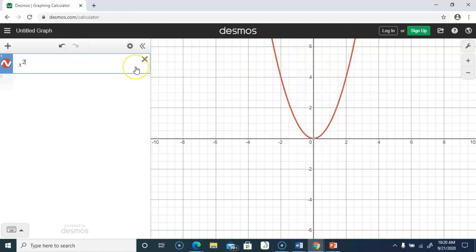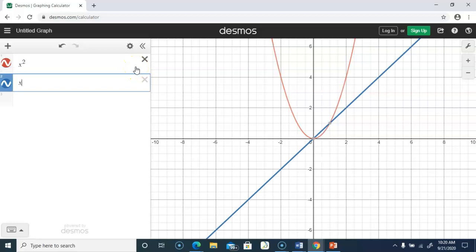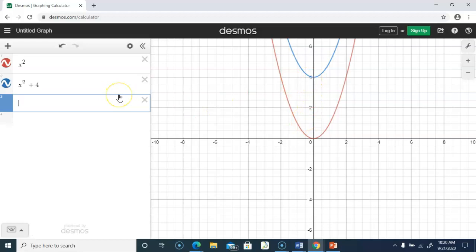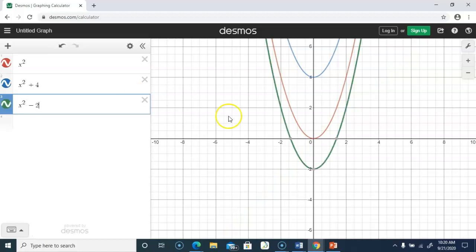So I want to graph a couple vertical translations. So if I go up, if I do +4, then you can see here it took this red graph and actually just slid the whole graph up by 4. If I look at another one, if I do x squared and I do -2, then it's going to again take this parent graph, which is just that standard graph that starts at the origin, and it's going to slide it down 2 units.